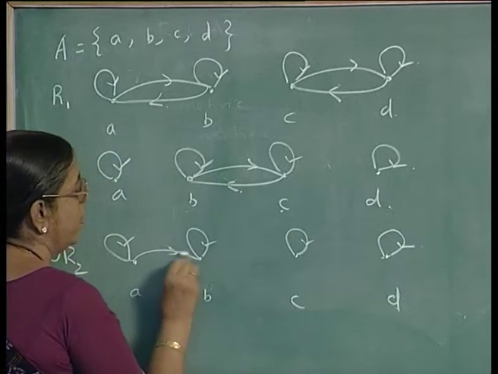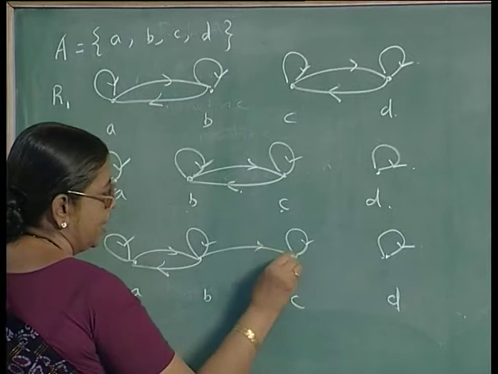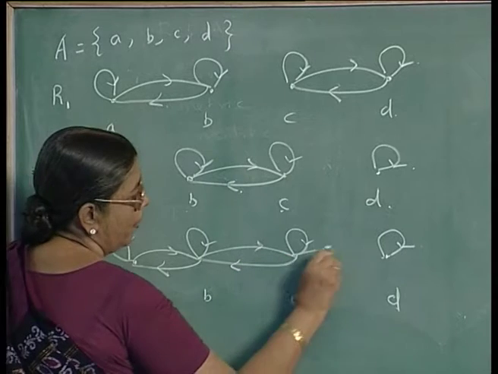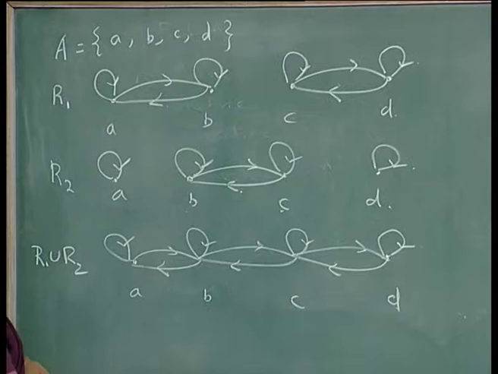It will have this because it is in R1. It will have this because it is in R2. It will have this because it is in R1. This is R1 union R2. The reflexive property is not affected. R1 union R2 will be still reflexive.